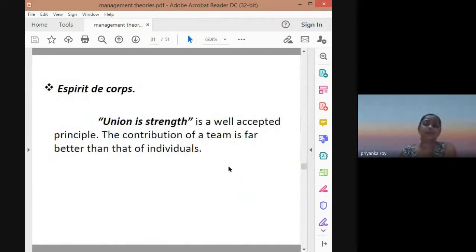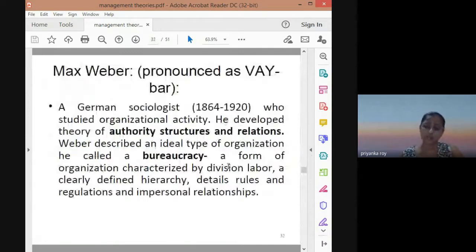Then esprit de corps means working in unity. This is the understanding of the technique of Fayol.